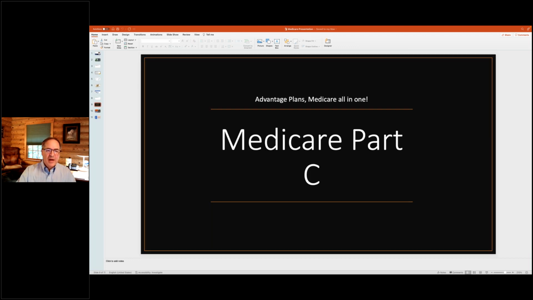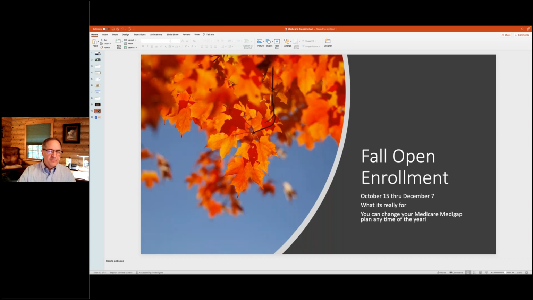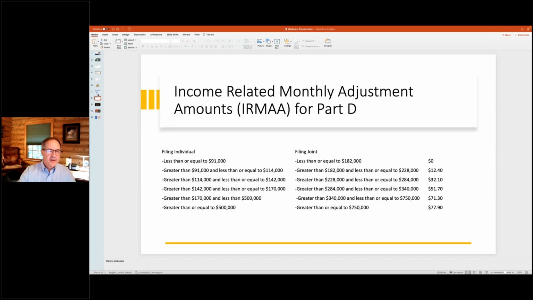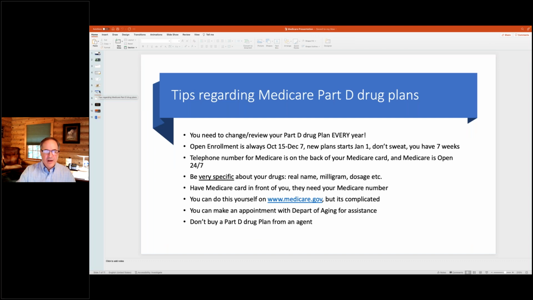Now, let's go into a little greater depth about a little bit about the history of Medicare Part D here. And then we'll talk about open enrollment here.